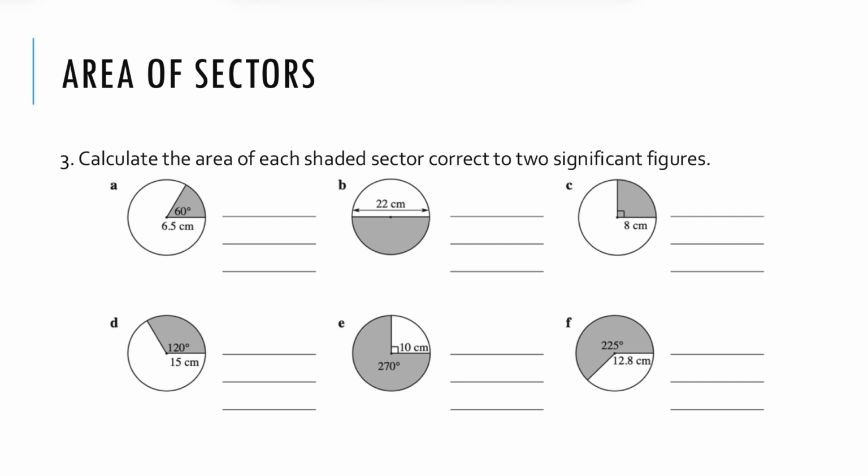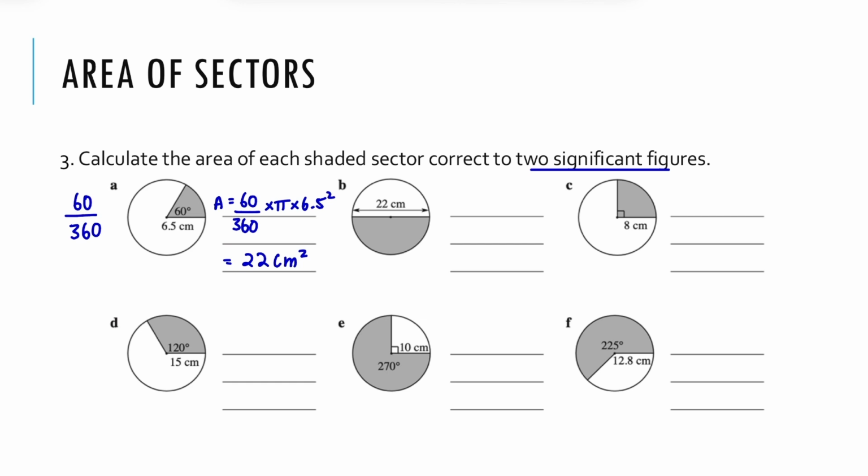So here, my fraction is 60 over 360. So to find the area, I'm going to put into my calculator 60 over 360 times pi times 6.5 squared. And in this case, now remember 2 significant figures, I have to count the first 2 non-zeros. So that's going to be 22.